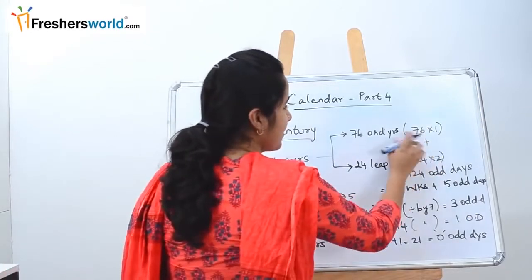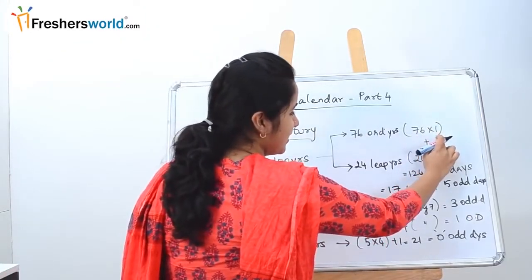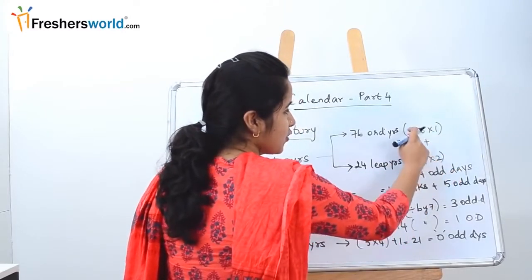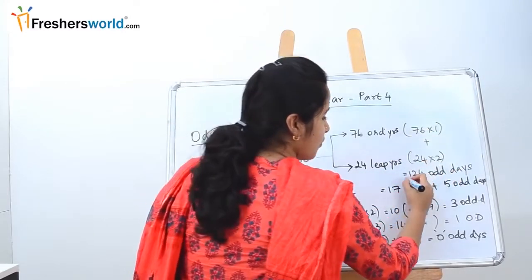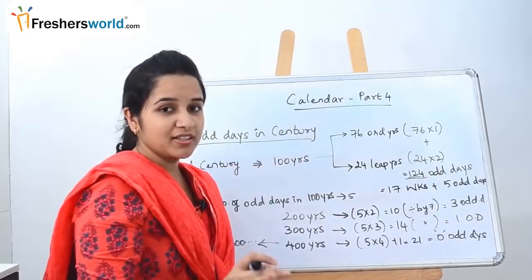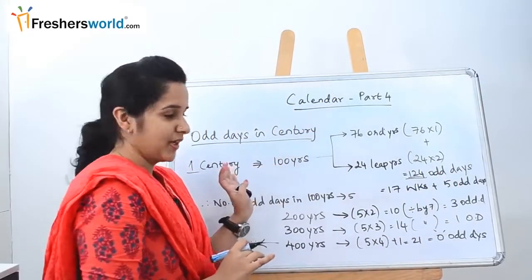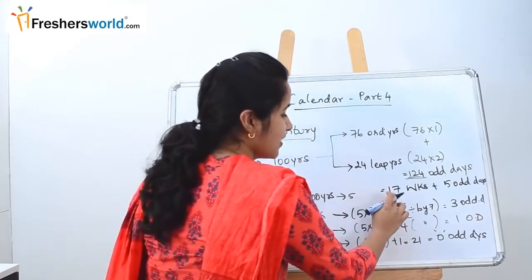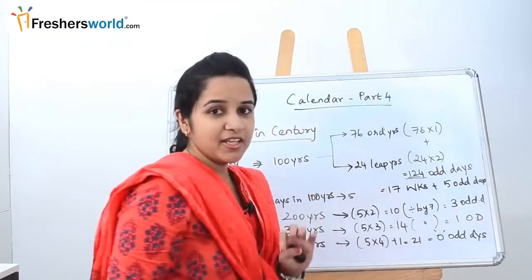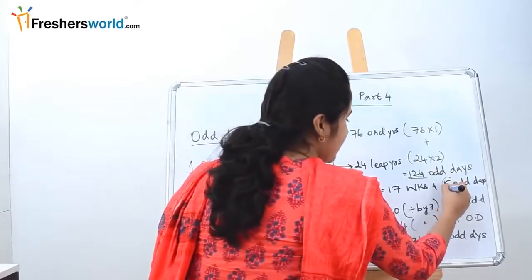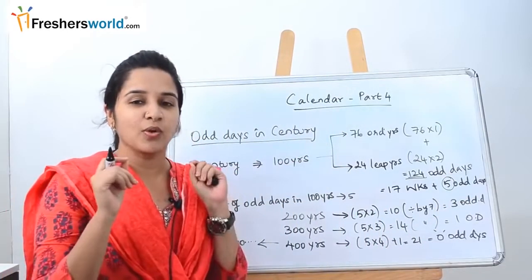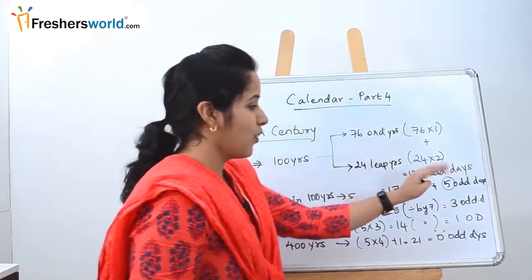So what are we doing? We are multiplying 76 into 1 here and adding it to 24 into 2, which is nothing but the 2 odd days. Once you multiply and add this, you will get 124 odd days together in a single century. If you divide 124 odd days by 7, in the quotient you will get 17 and 5 in the remainder. So this 5 is nothing but your odd days. So in 1 century, nothing but in 100 years, you will have 5 odd days.